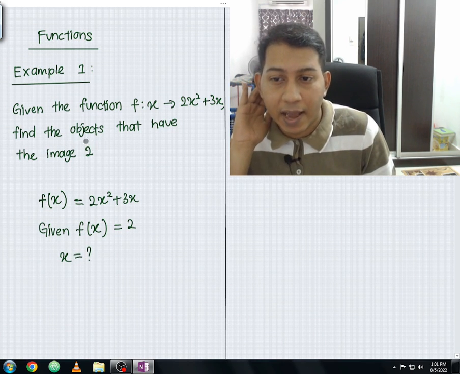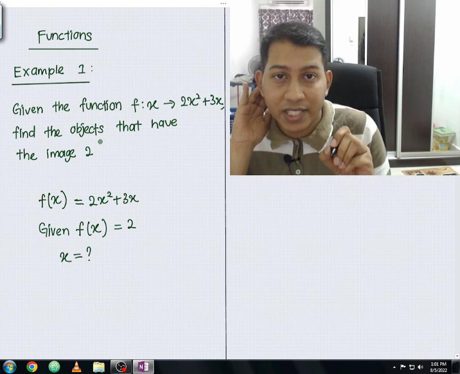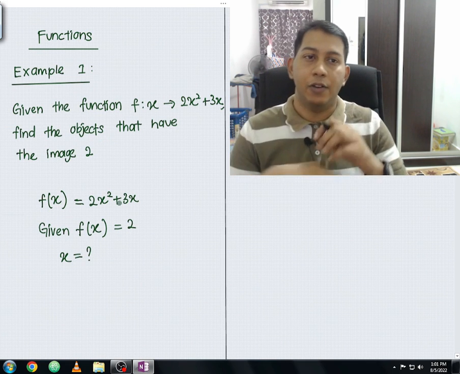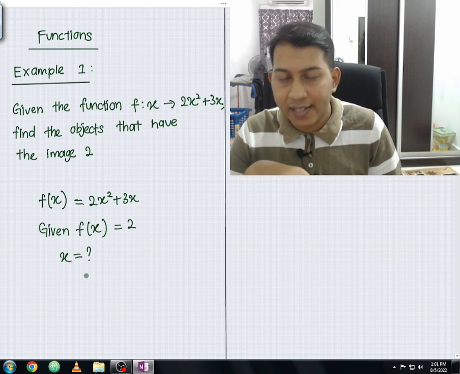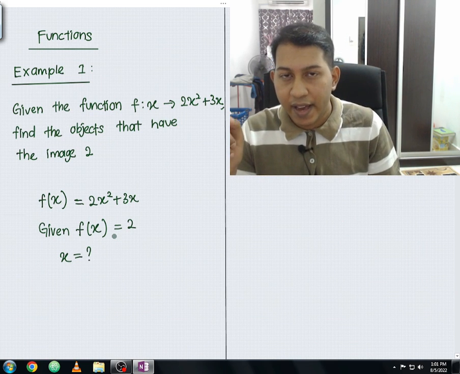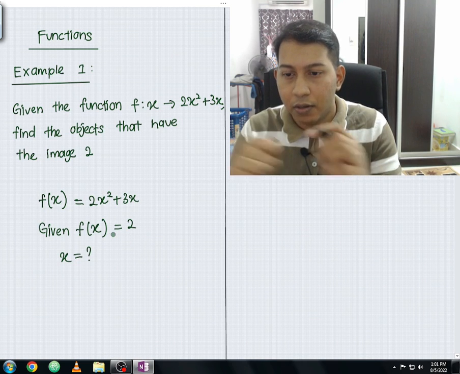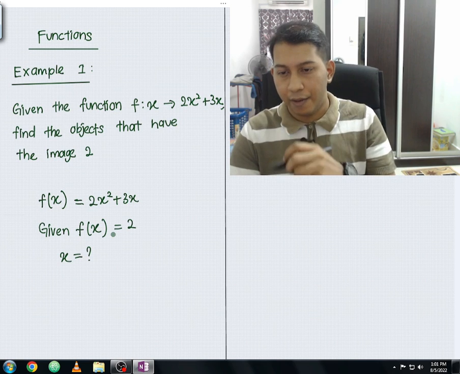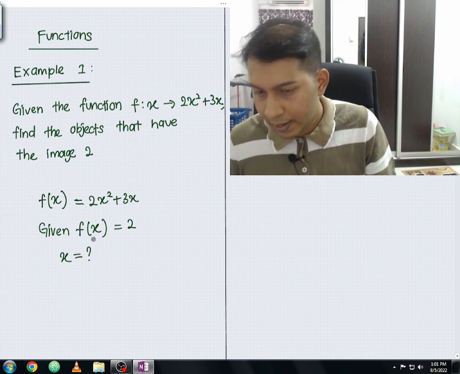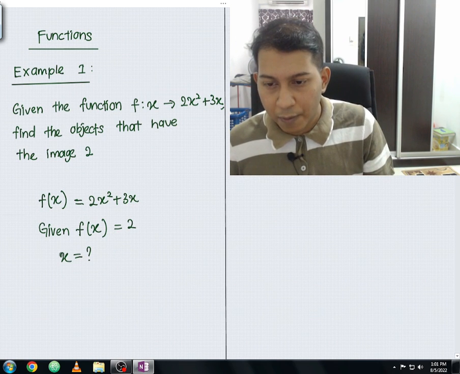But in this case, they're emphasizing not object but objects. That means you can expect to have more than one answer. So x is your object, f(x) is your image. I repeat again, x is your object, f(x) is your image. Very good. So from here, let us continue. We require to find the value of x.